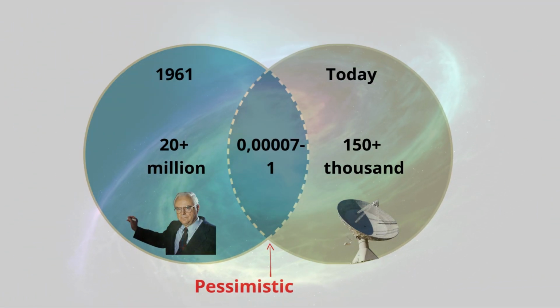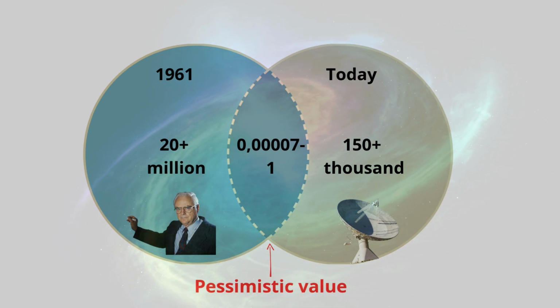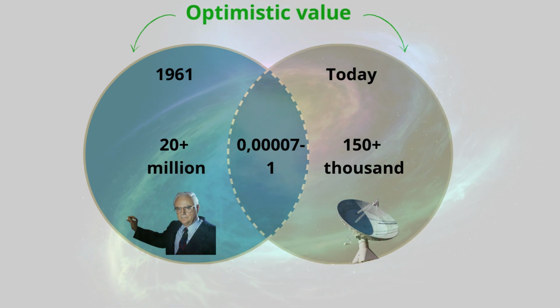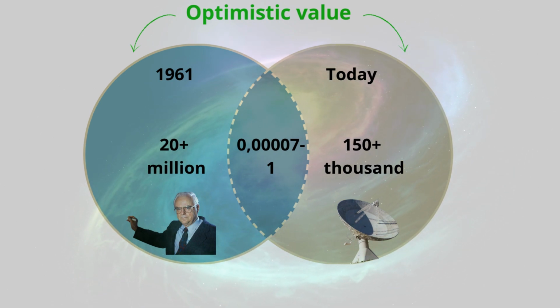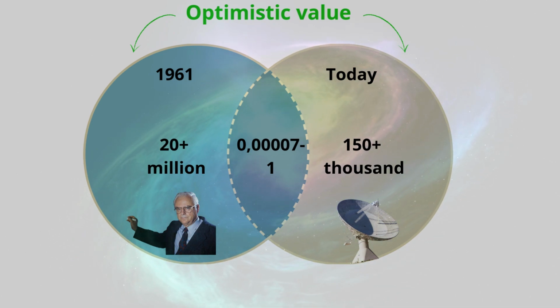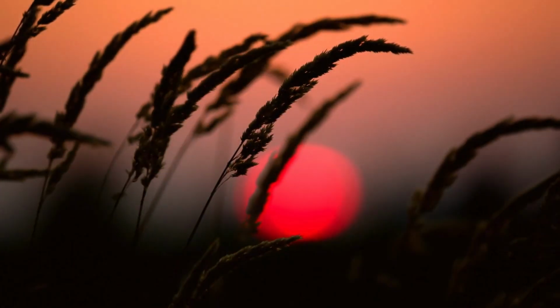When we look at the final estimates, the pessimistic scenario suggests we might be alone in the universe. However, if we input more optimistic values, both Drake's calculations and modern research indicate that there could be anywhere from hundreds of thousands to tens of millions of intelligent civilizations across the galaxy.